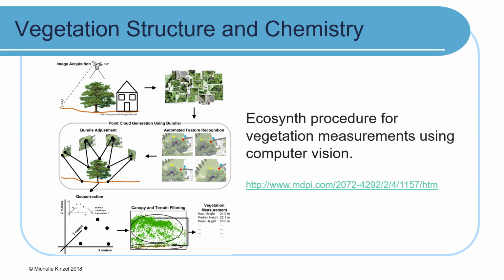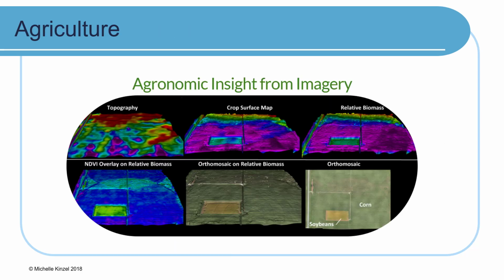Here's an example of vegetation structure and chemistry, and the Ecosynth procedure for vegetation measurement using computer vision. So we have our image acquisition, then moving over to the right is a mosaic, and then moving on to automated feature recognition, bundle adjustment, geo-correcting it, and then finally getting a canopy and terrain filtering model, which is showing vegetation heights.